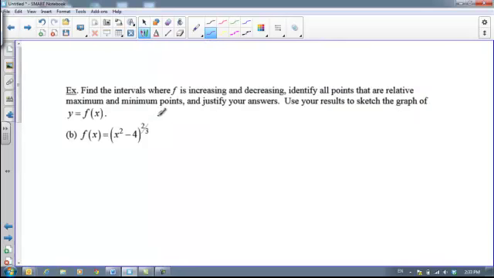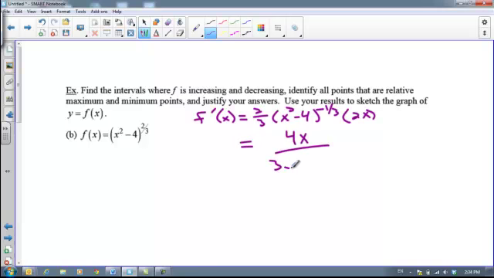All right, let's do it again. And this time I've got a different function that's going to look pretty interesting. Let's find the first derivative. So f prime is going to equal 2/3 times x squared minus 4 to the -1/3 power times 2x. Got to use the chain rule there. I'm going to clean that up and call that 4x over 3 times the cube root of x squared minus 4.